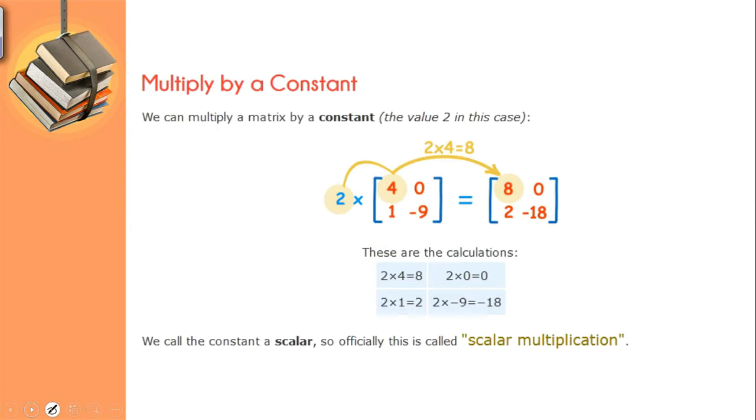Now, multiply by a constant. If we multiply any matrix by a constant number or any scalar number, it will multiply with each element of the matrix. Here we have a 2 by 2 matrix. If we multiply this matrix by this scalar number 2, 2 will be multiplied with each element. So 2 multiplied by 4 is 8, then 2 multiplied by 0 is 0, 2 multiplied by 1 is 2, and 2 multiplied by minus 9 is minus 18.